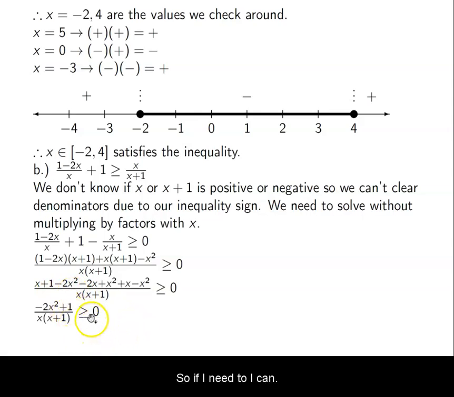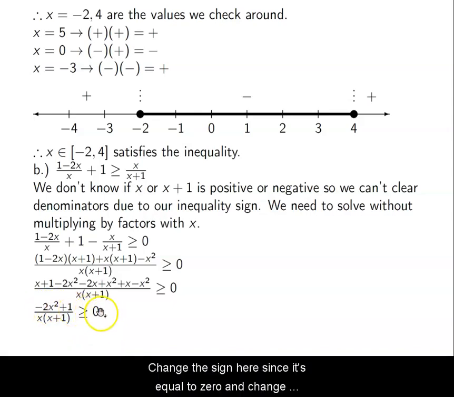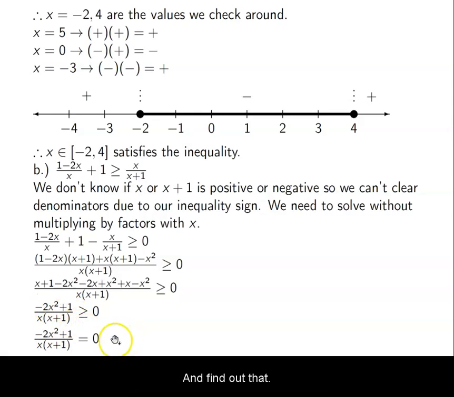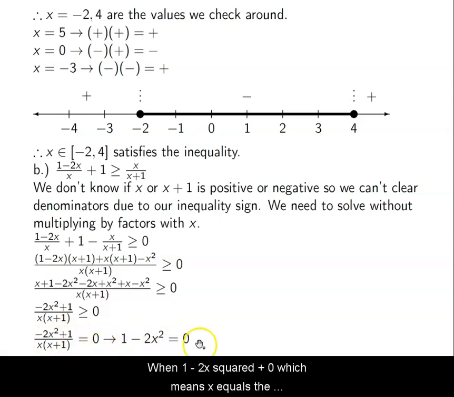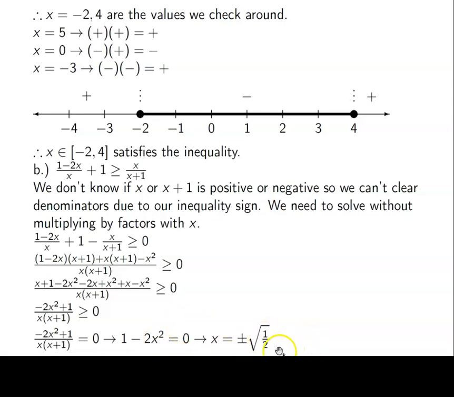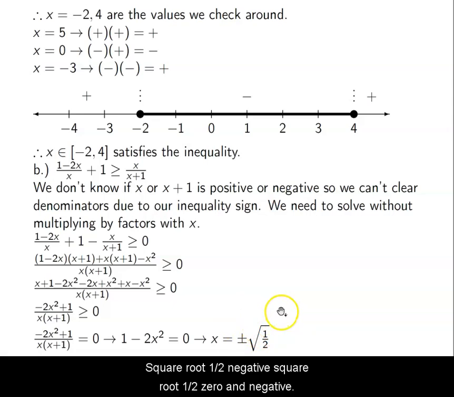So if I need to, I can change the sign here since it's equal to 0 and change the direction, or I can just work with it as it is and set it equal to 0 and find out that this thing is only equal to 0 when 1 minus 2x squared is 0, which means x equals the square root of 1/2, plus or minus. So those are my zeros. The values that are not allowed in my domain are 0 and -1. So those are the four values I have to look at. Positive square root 1/2, negative square root 1/2, 0, and -1.